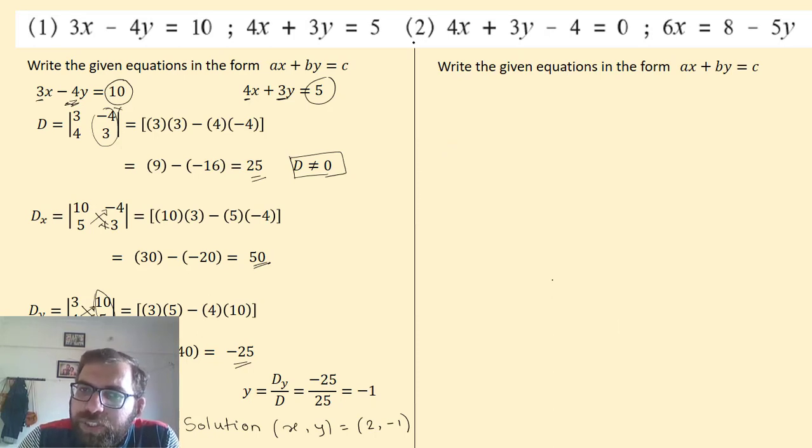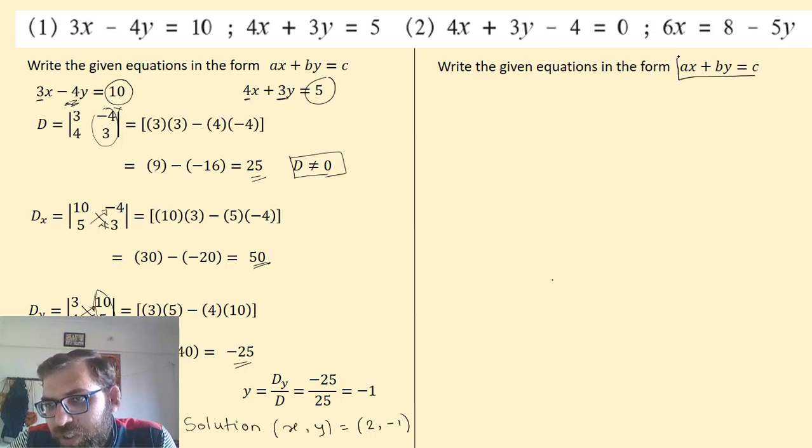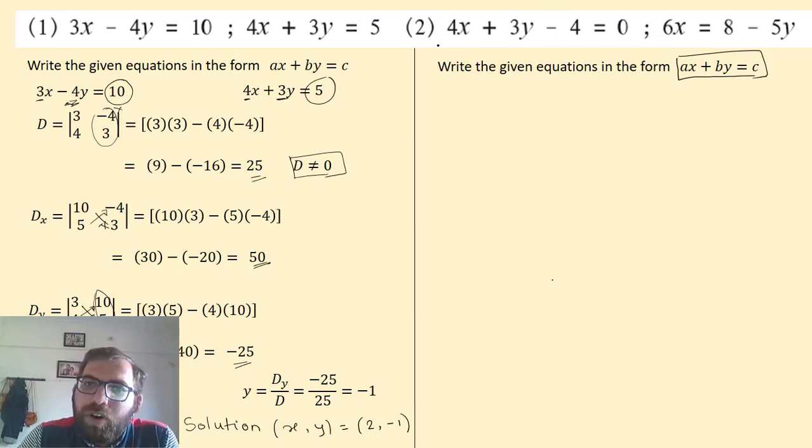Okay, so this is your question number 2. Question number 2 is 4x plus 3y minus 4 is equal to 0 and 6x is equal to 8 minus 5y. You will find these two equations are not in the form of ax plus by is equal to c. So our first step is to write the given equations in the form of ax plus by is equal to c. So we write them, and they become 4x plus 3y is equal to 4 and 6x plus 5y is equal to 8.